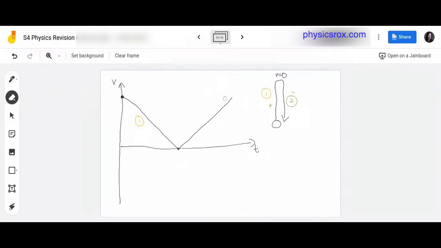So if you want to correctly show the second half of the motion where it's falling down, it's a negative velocity because it's going in the opposite direction. That means it's actually this way. Does that make sense?